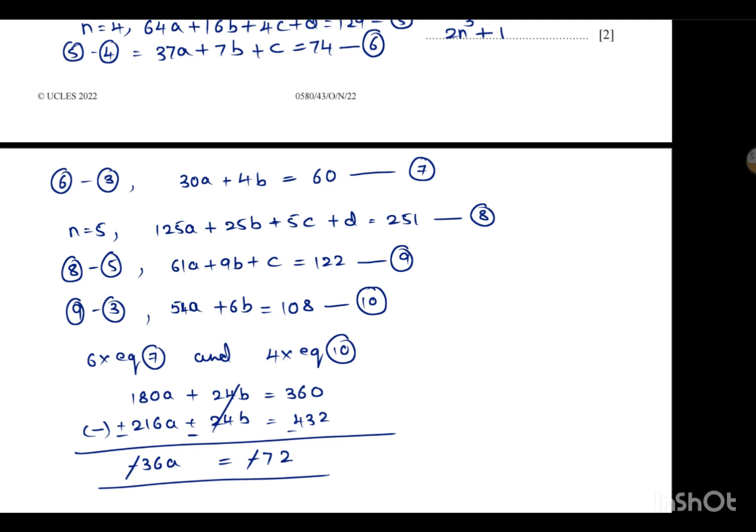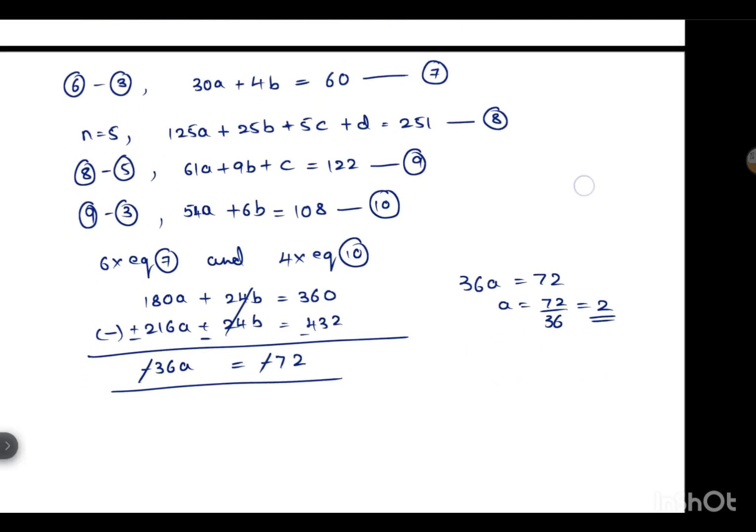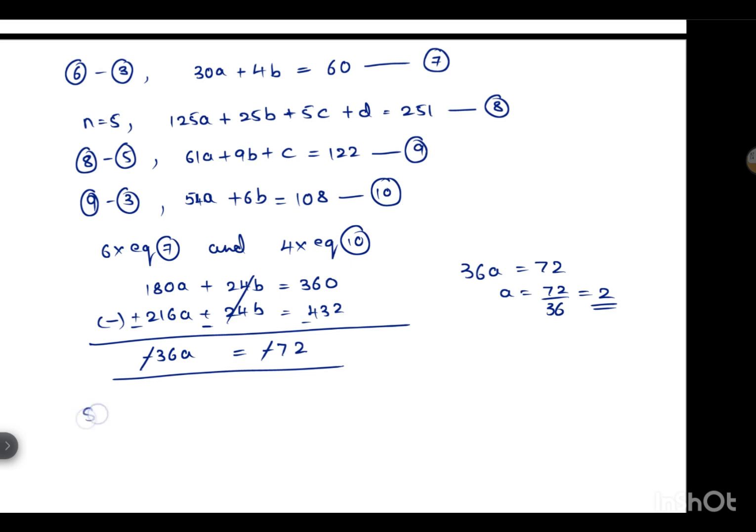Now using this we can find out the value of a. 36a is 72, so a is equal to 72 by 36, which is 2. Now we got the value of a. Substitute that in any equation which has just a and b. So let us take equation 7.